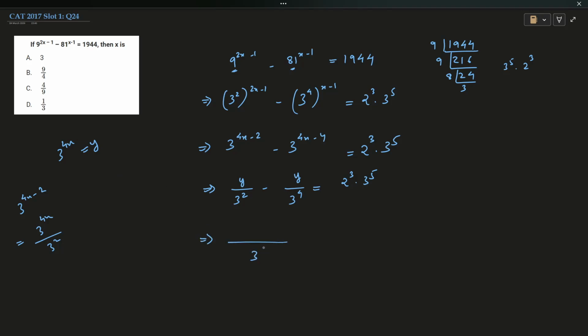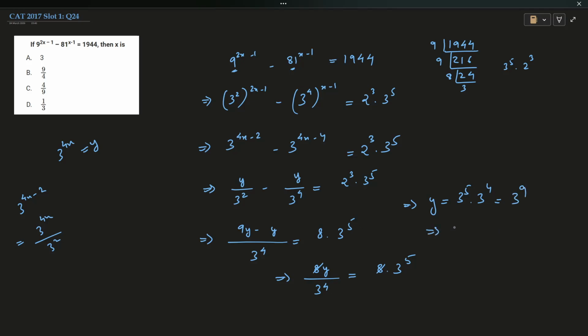So this will become 3 to the power of 4 LCM. So 9y minus, so this will become 3 square into y. 3 square is basically 9. So 9y minus y. This is 8 into 3 to the power of 5. So from here I will get 8y by 3 to the power of 4 is equal to 8 into 3 to the power of 5. This 8 and this 8 will get cancelled. From here I will get y is equal to 3 to the power of 5 into 3 to the power of 4, which is basically 3 to the power of 9.